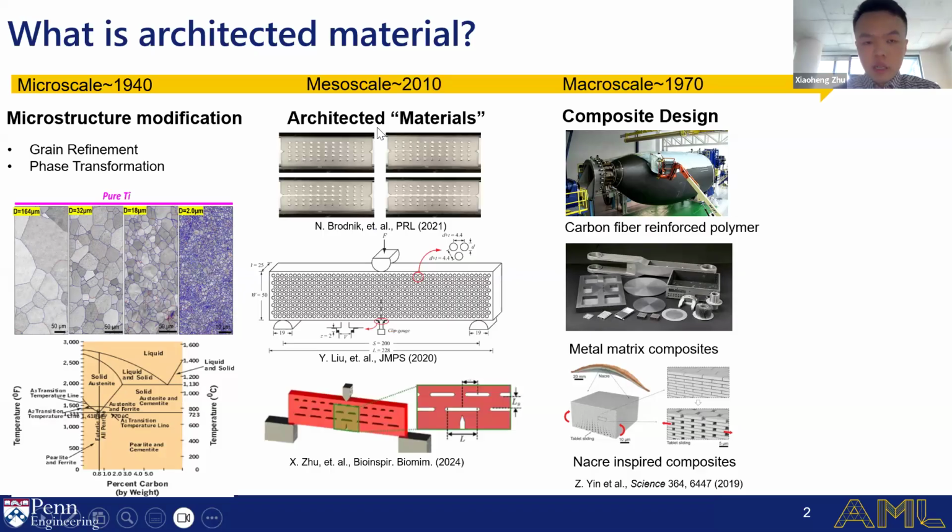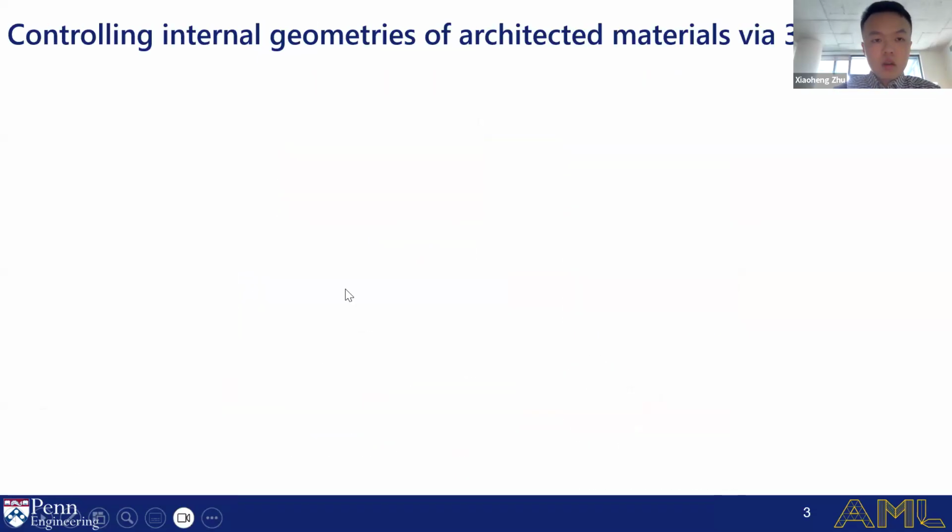For the mesoscale, architected materials emerge in this field. For example, I show some literature, which is relatively new. You can see that engineers try to use some topology or voids to deflect the crack, in that case improving the failure properties of materials. So this is called architected materials.